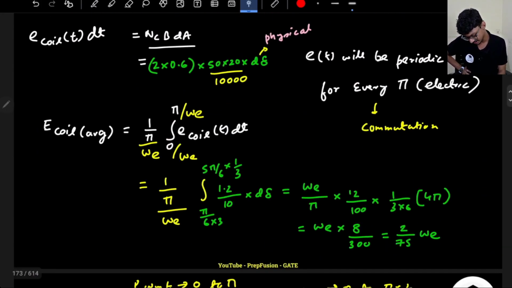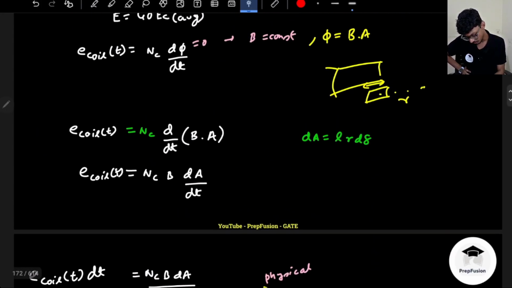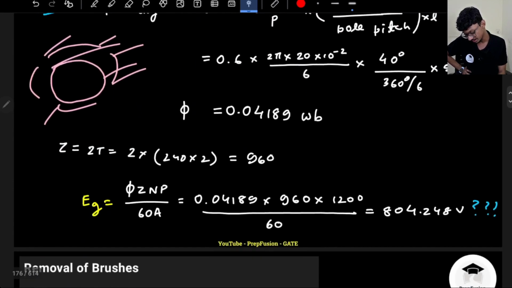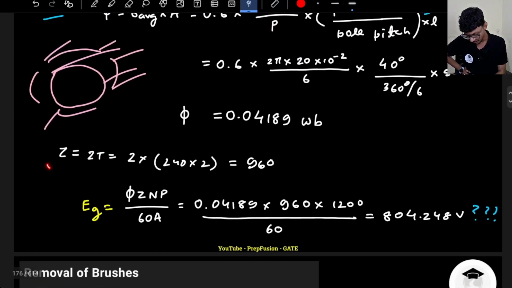In this question as well, if you would have calculated the flux per pole, it would have come out to be 0.01418. But then I am calculating the total number of conductors, that is 2 times the number of turns. So the number of coils I had is 240, and each coil had 2 turns. So overall my number of conductors will be 960. If I plug in this formula, the value comes out to be 804.248.